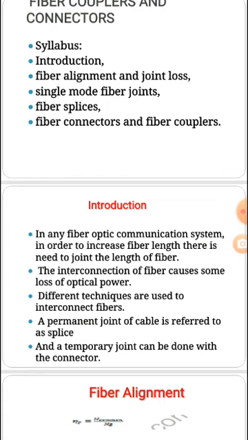Here, there are two varieties. A permanent joint of cable is referred to as a splice. It is a permanent structure, and once fibers are laid down and splice connections are made, it gives connectivity from one place to another place, one town to another. That is the splice connection. The second one is a temporary joint, which can be done with a connector. Connectors mean we can dismantle it and reconnect it, so this is a temporary structure. A splice is a permanent connection, and this one is a temporary connection.